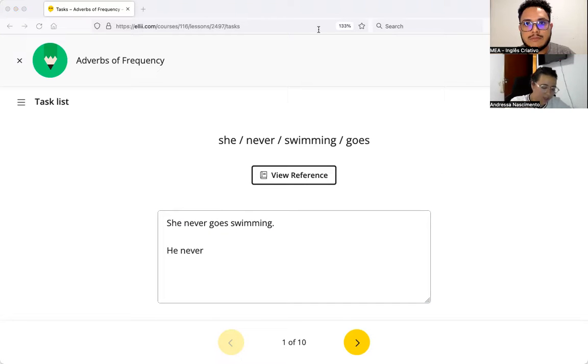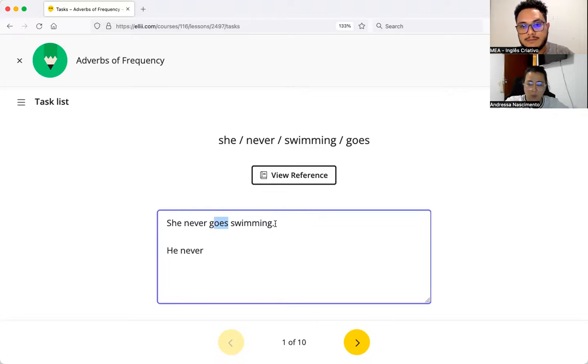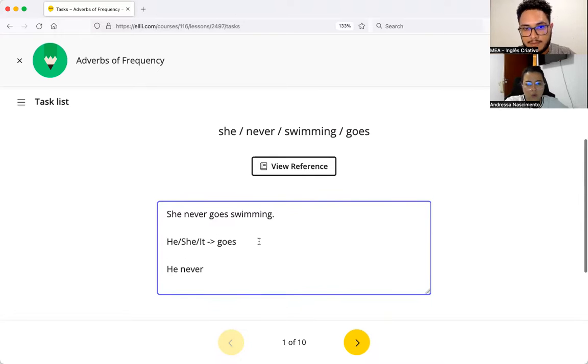A question, how do you pronounce it? Goes. Every time I forget, right? Goes is like, it's the verb go. Remember that when you're talking about he, she, or it in the present, it is goes. But is goes like a past or not? No, the present. Goes. The past of go is went. He never.